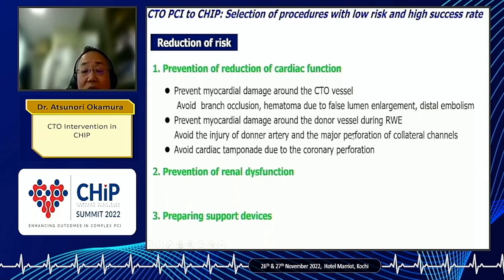And also avoid major perforation of the collateral vessels. You also have to avoid cardiac tamponade due to coronary perforation related to collateral channel perforation and CTO vessel perforation.